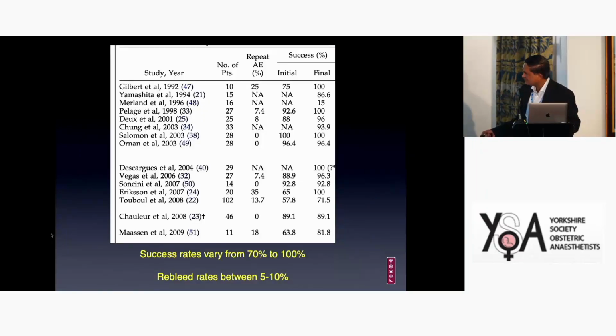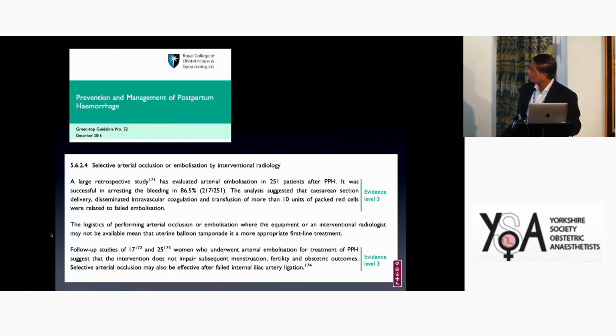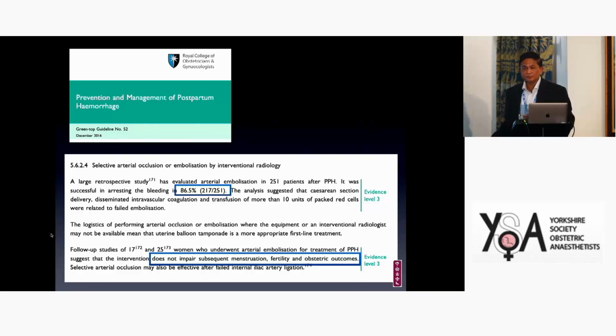How good is it? They say about 70 to 100%. Rebleed rates are around 5 to 10%. What does that tell us? That tells us that we need to have the patient somewhere nearby. If the patient rebleeds, we can take them back into the theatre to do a check angio. What does the Royal College say? The Royal College says, much better, 85% of the situation does not impair subsequent menstruation, fertility, and obstetric outcomes. We'll come to that a little bit at the very end.